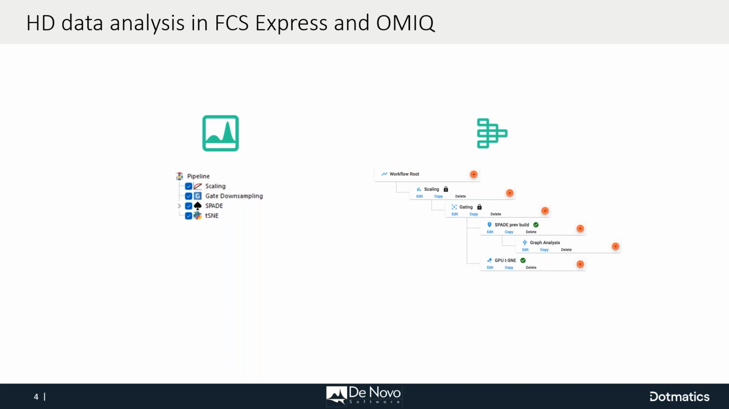Now, again, I want to underline that it's not only a matter of which steps you include in your workflow, it's also a matter of the order in which you add them, because these pipelines will be run from the top to the bottom. So if, for example, you move the gate step downstream of SPADE and t-SNE, it means that SPADE and t-SNE will not be able to access that information. And it's the same in FCS Express and in OMIQ.